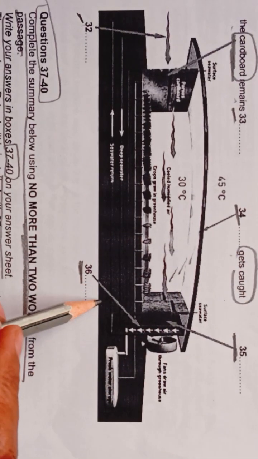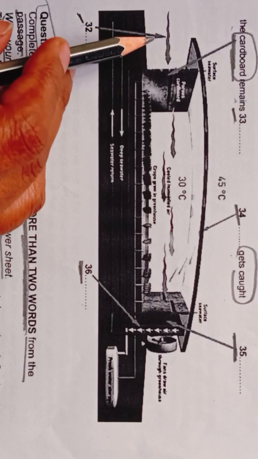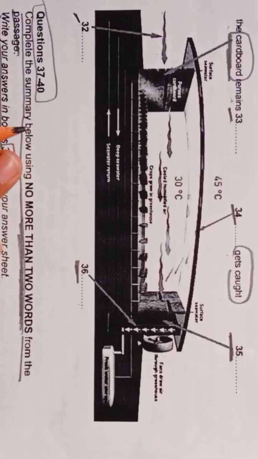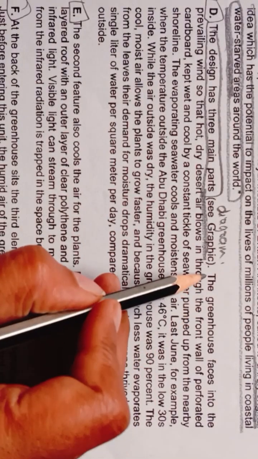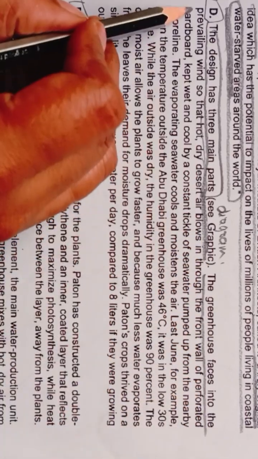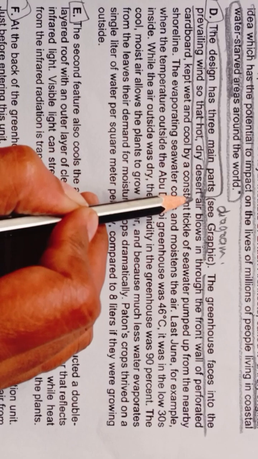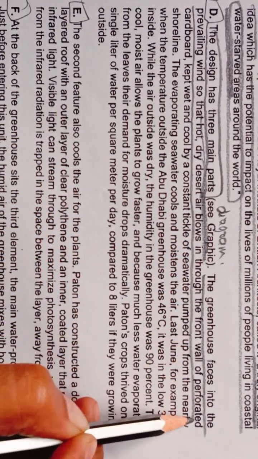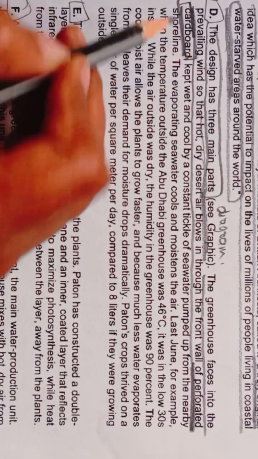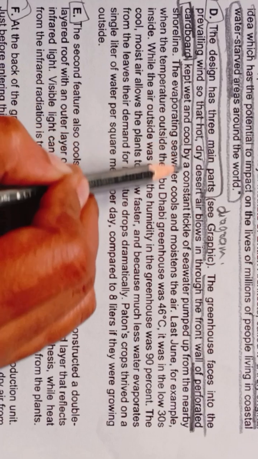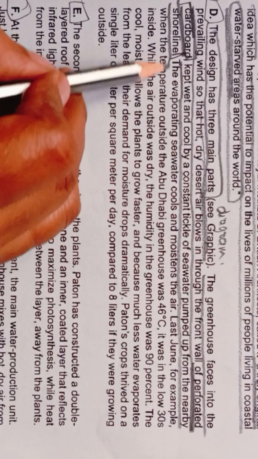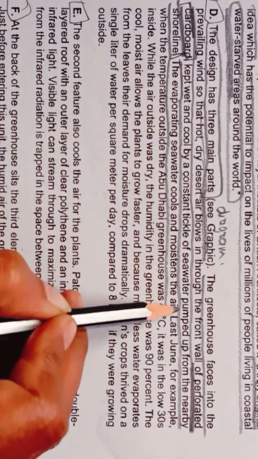This is 32. These are wave-like things. So let's read. The design has three main parts. See the diagram. The greenhouse faces into the prevailing wind so that hot dry desert air blows in through the front wall of perforated cardboard. So this is our keyword, cardboard, kept wet and cool by a constant trickle of seawater pumped up from the nearby shoreline. The evaporating seawater cools and moistens the air.